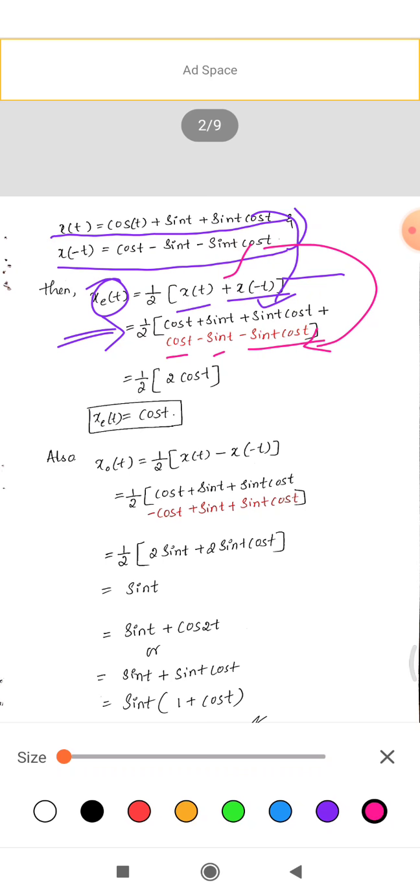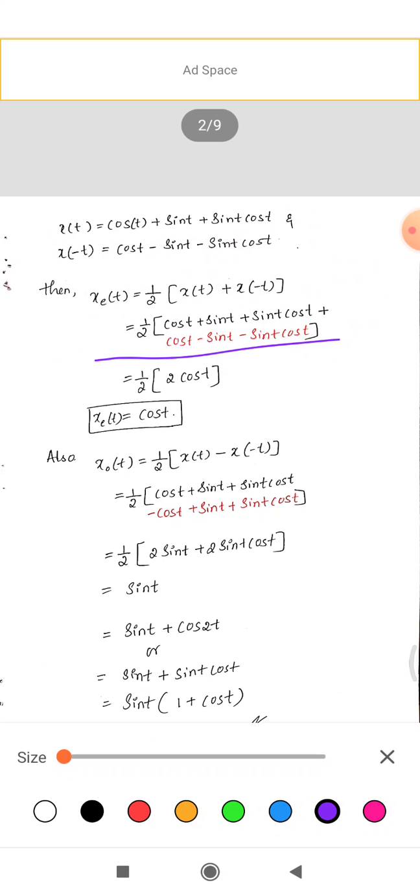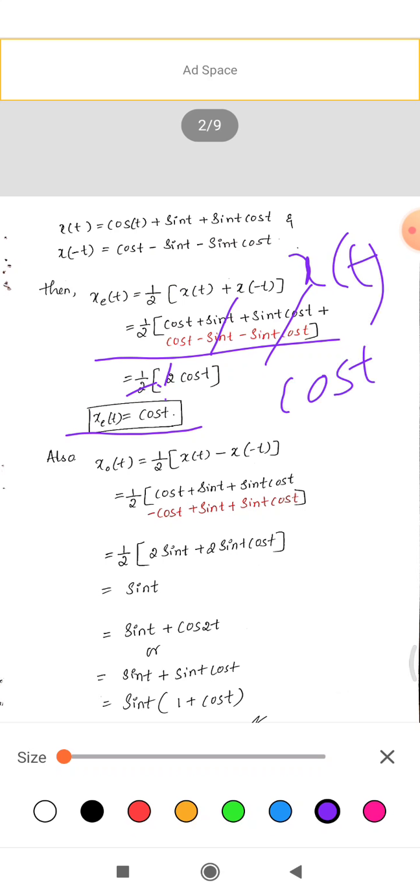Then add these two. When you add this, what do we get? 2 cos t we get. Sine t minus sine t will get cancelled. Sine t cos t minus sine t cos t also gets cancelled. What remains here is 1 by 2 into 2 cos t, so the 2 gets cancelled. xe of t will be cos t. That means the even part of this x of t signal is cos t. That is, xe of t is cos t.